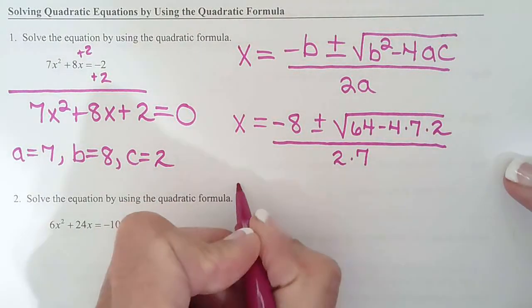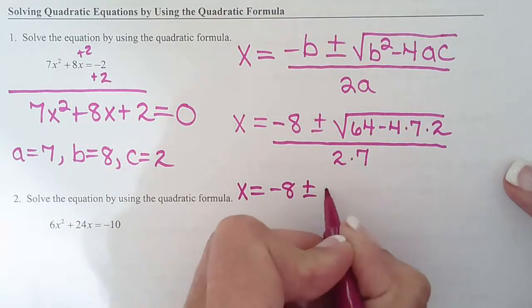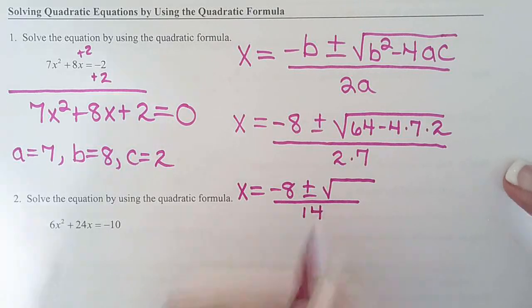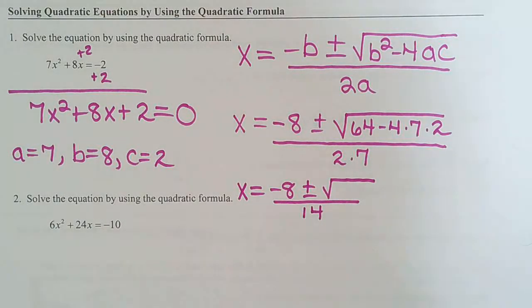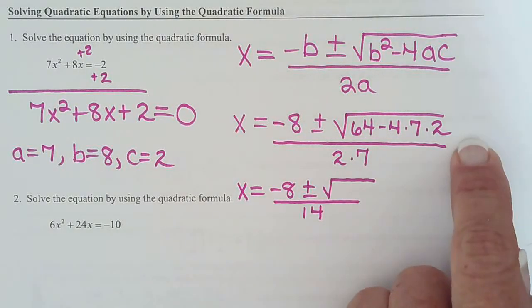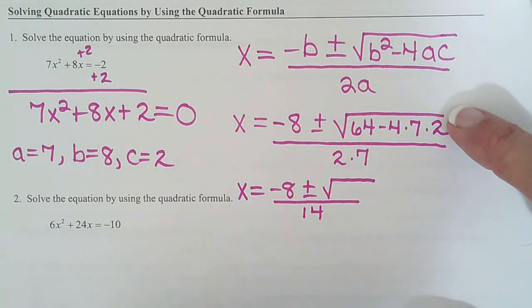So this is how I get ready for it. -8 plus or minus empty radical over 14. So that way all I have to do is type it into the calculator. And like I said, don't hit enter and do it in pieces. Just type the whole thing in, hit enter at the end, but don't type the radical because the radical has to be simplified.